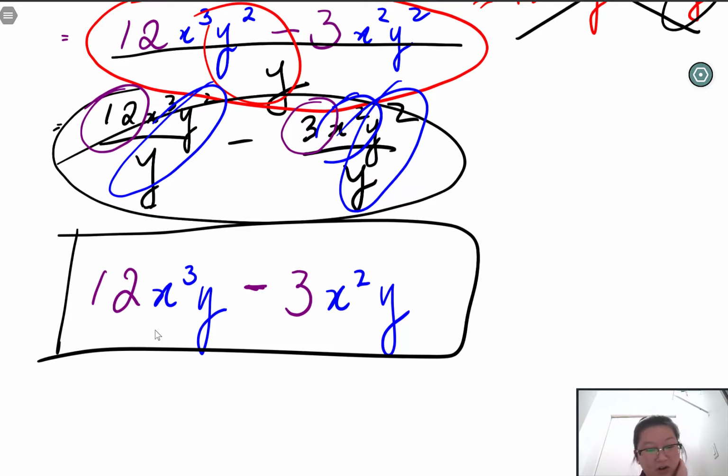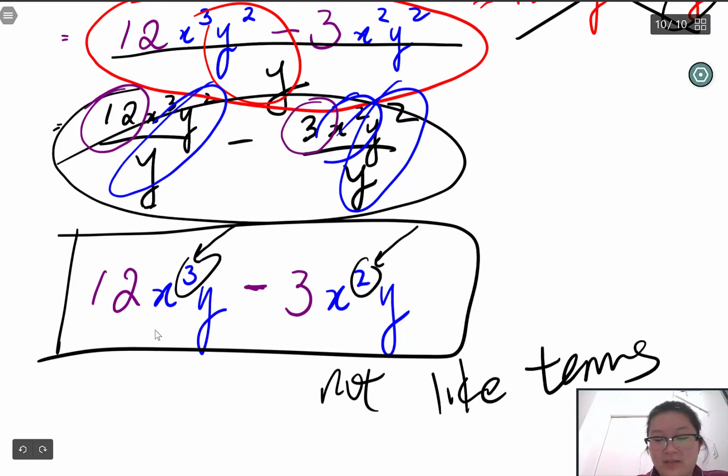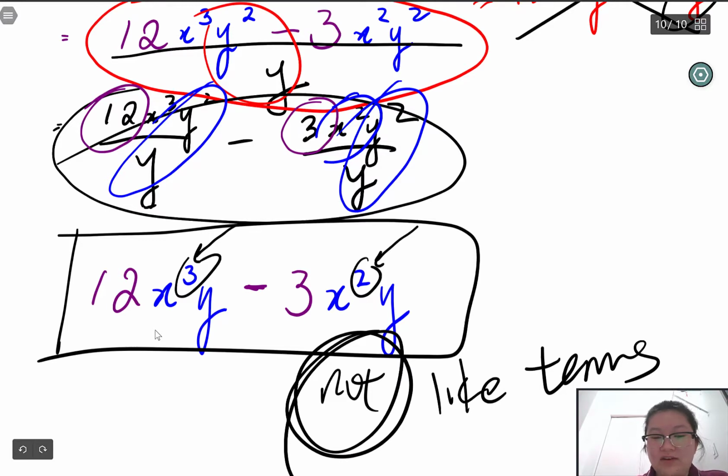Be careful. Please do not simplify this one, because are these like terms? No, they are not like terms. There's a 3 here, and there's a 2 here. Okay, these are not like terms. So you cannot simplify them anymore. Okay, so that's our final answer.